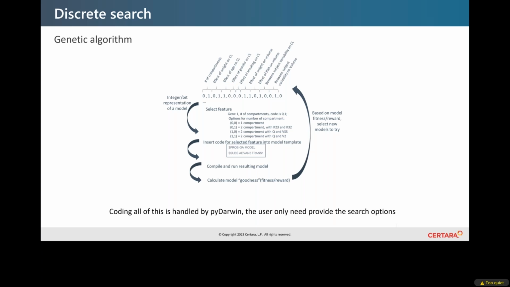They don't have to worry about the bits specifically. They just have to define the different values in the search space, the different dimensions, and what are the different options in each of those dimensions. And you can see here that there's a gene for number of compartments, and a gene for the relationship between weight and clearance, and one for the relationship between age and clearance, etc.